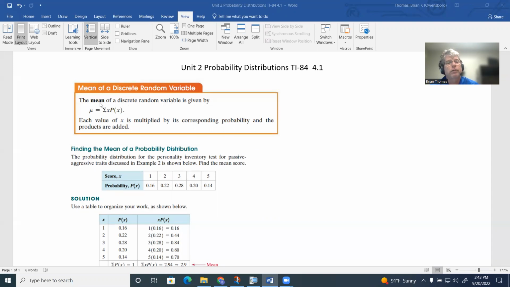So again, the mean of a discrete random variable is given by this formula here. Remember, mu is for the total population. It's going to be the sum of x times the probability of x. So each value of x is multiplied by its corresponding probability, and the products are added, and that gives us what we call the mean of it all.